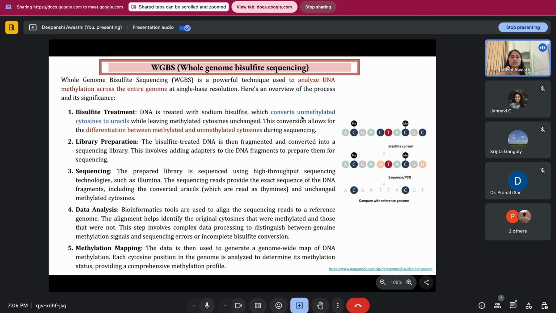So in that scenario, cytosine won't be converted to uracil. So now you will be able to distinguish between the methylated and unmethylated cytosines with the help of this sodium bisulfite treatment. You will prepare your library.